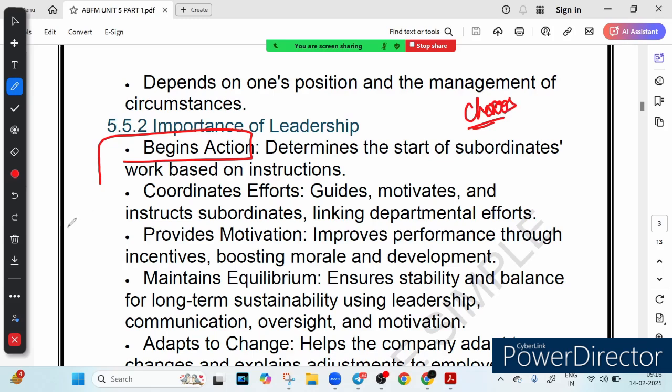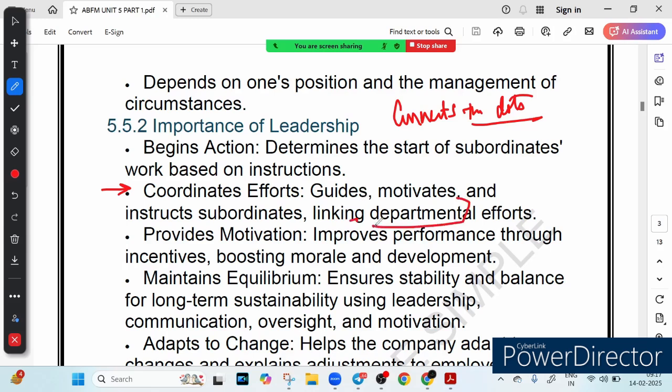The second point is that leaders connect the dots. Think of a leader like a conductor in an orchestra, making sure that all instruments play in harmony. Here instruments means departments, right? Making sure that all departments work in harmony. So leaders guide, motivate, and coordinate different teams to ensure that the company moves in the right direction. So this is the second importance of leadership, that is called coordinate effort.